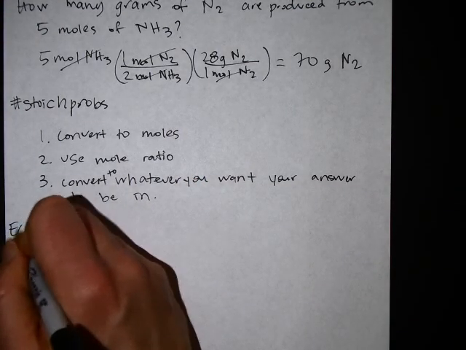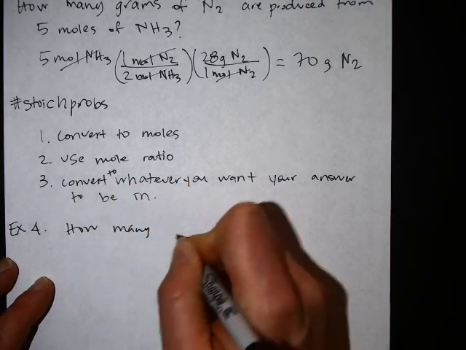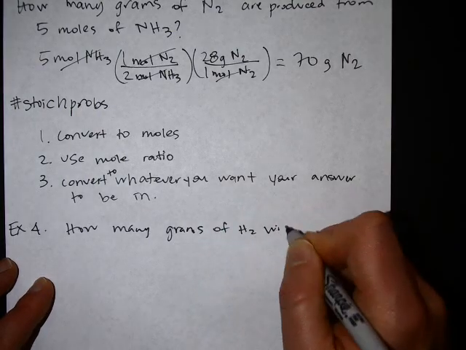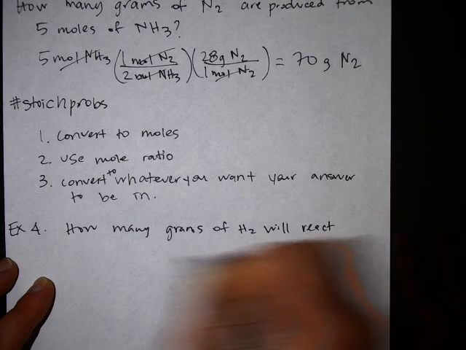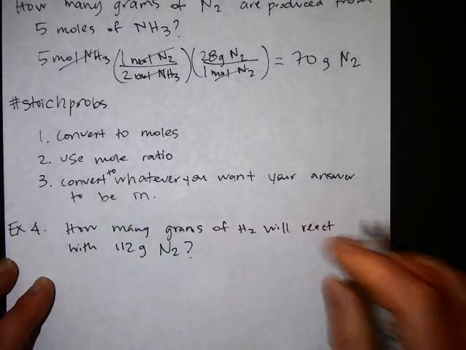We'll call it example 4. And it looks like this. How many grams of hydrogen will react with 112 grams of nitrogen?